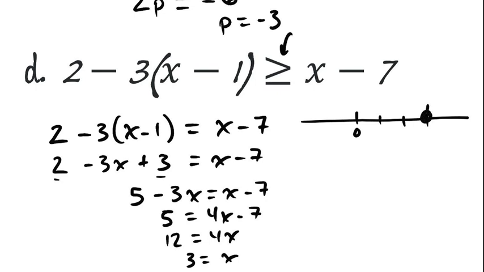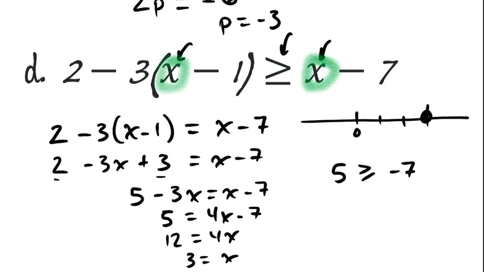My favorite test value is 0, so I'm going to make this x equals 0 and this x equals 0. When both of those become 0, this inequality collapses to 2 plus 3, which is 5, and 5 is greater than or equal to negative 7.